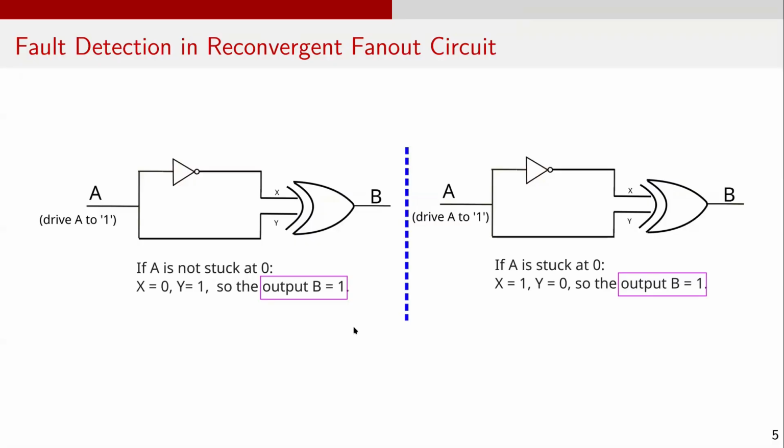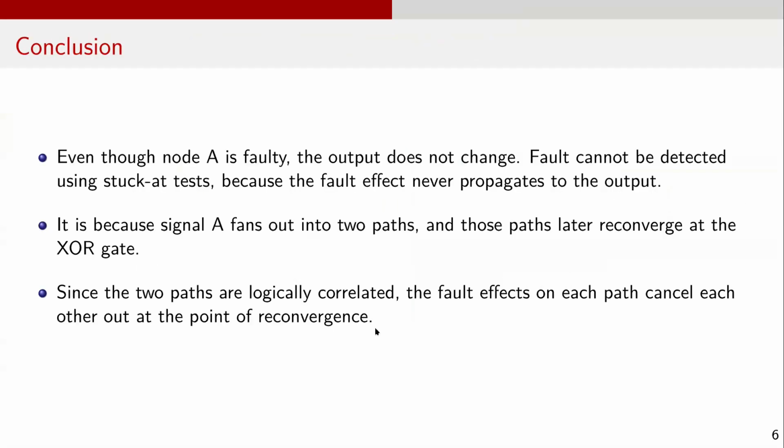Let's understand what happens here. Even though node A is faulty, the output doesn't change. The fault exists physically in the circuit, but it cannot be detected using stuck-at tests because the fault effect never propagates to the output. This happens because signal A fans out into two paths, and those paths later reconverge at the XOR gate. Since the two paths are logically correlated, the fault effects on each path cancel each other out at the point of reconvergence. This is why the reconvergent fanout circuit is considered a classic limitation of the stuck-at fault model.